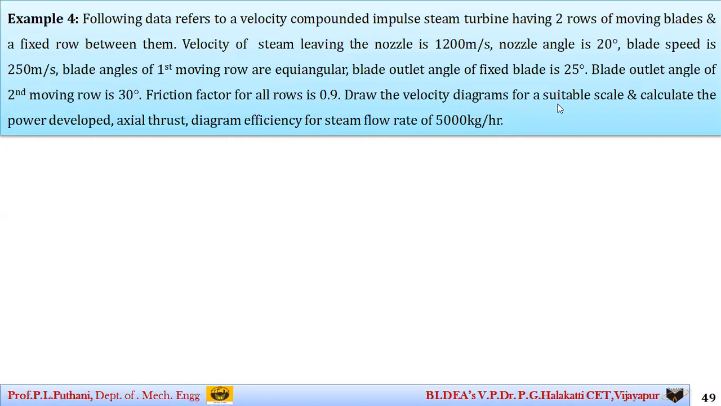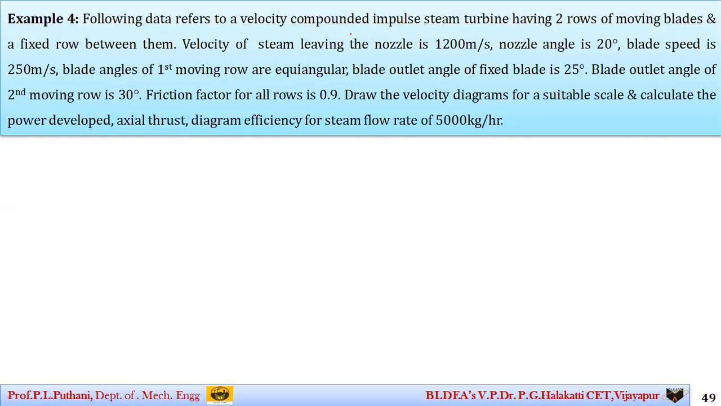Draw the velocity diagrams to a suitable scale and calculate the power developed, axial thrust, and diagram efficiency for a steam flow rate of 5000 kg per hour. First analyze the data given in the question and extract it carefully. Always remember, if the term velocity compounded impulse steam turbine comes in the question, it means it is a case of a multi-stage impulse turbine.